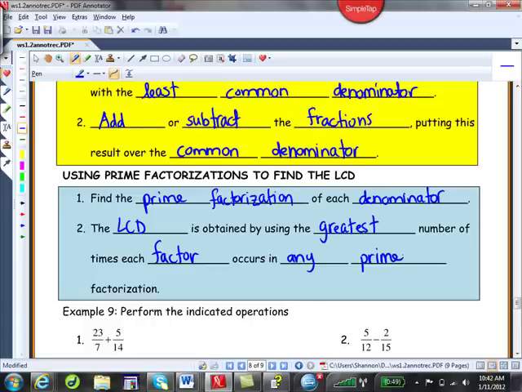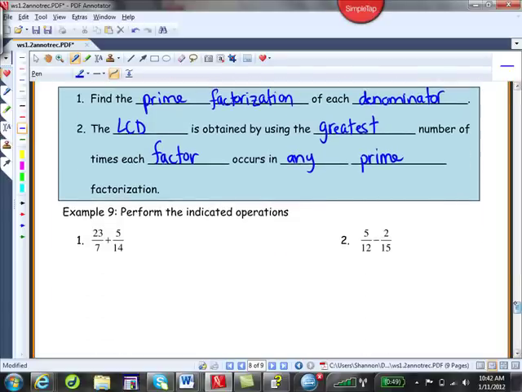So here we go. We're going to use that method for number 2 because it's going to be a little more difficult to find the least common denominator for the second one. But in the first one, look at the denominators. The denominators are 7 and 14. So what do you think? Is 7 one of the factors of 14? Yep, you're right, it is. So I'm going to write my 23/7 and leave a space. Now 14 is going to end up being the common denominator because 7 is a factor of 14.